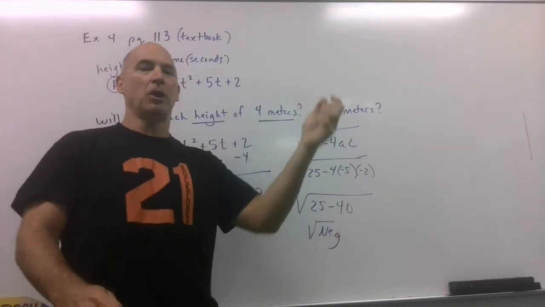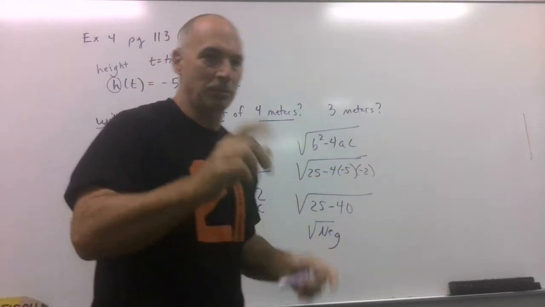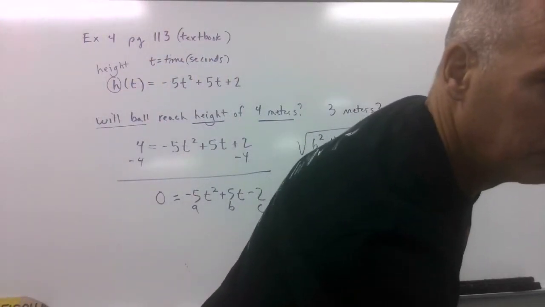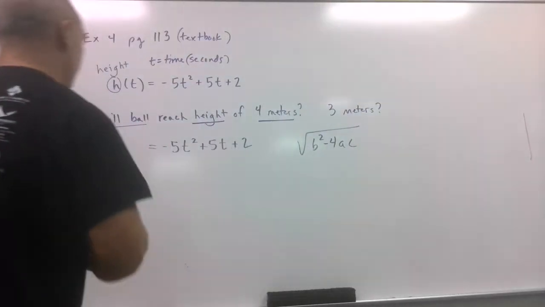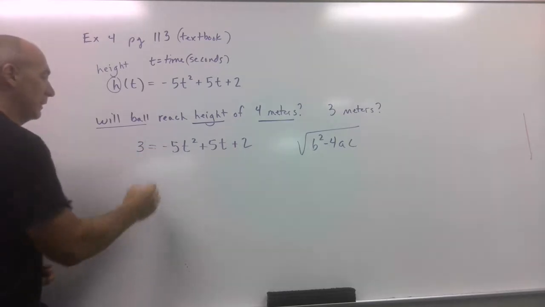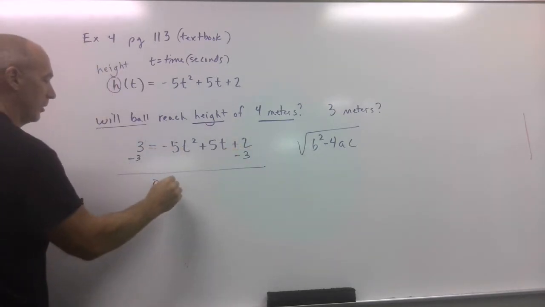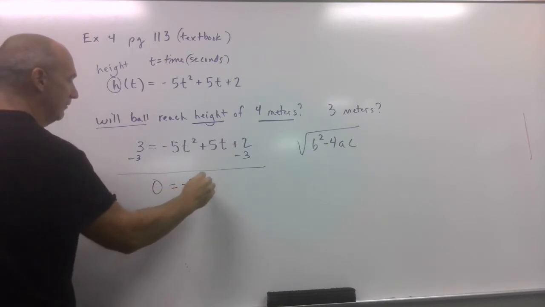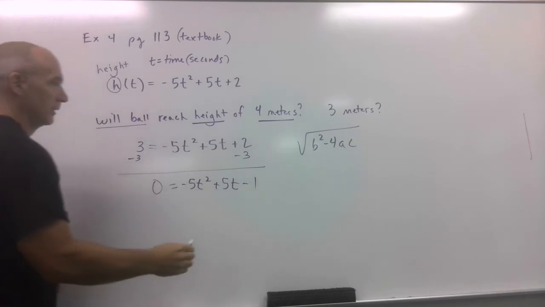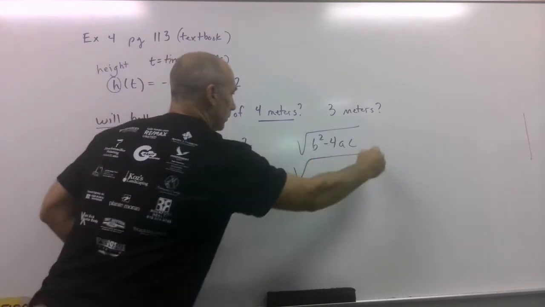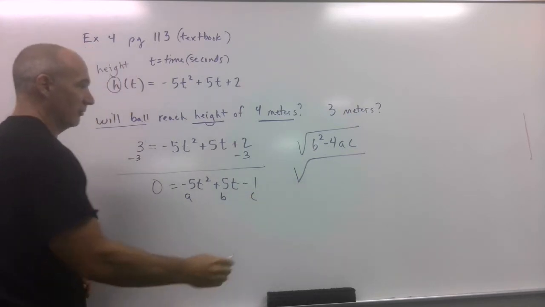That's a pretty high throw. Now, what about 3 meters? Let me pause this. So, this time, we're just going to set the height equal to 3, see what happens. So now we get 0 equals negative 5t squared plus 5t minus 1. So now, this is our A, this is our B, our C has slightly changed.